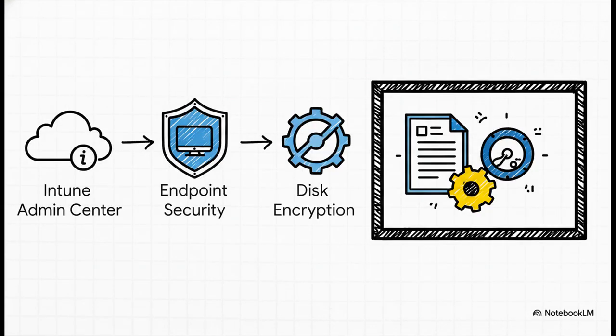All right, once we know our prerequisites are all checked off, it's time to jump into the Intune Admin Center. From there, you're going to go to Endpoint Security and then find Disk Encryption. This is our workshop. This is where we build the policy.